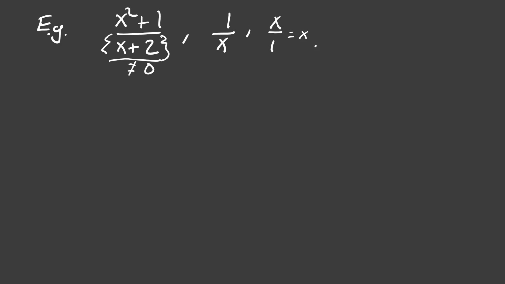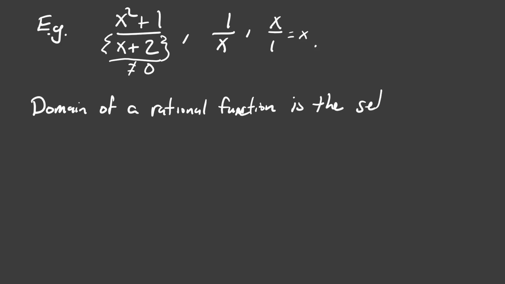And if we remember back, that's called the domain of a function. The domain of a rational function is the set of x values that you can plug into that rational expression or that function and not have things blow up with division by 0, for example. Okay, so the domain of a rational function or expression is the set of x values that don't cause division by 0.